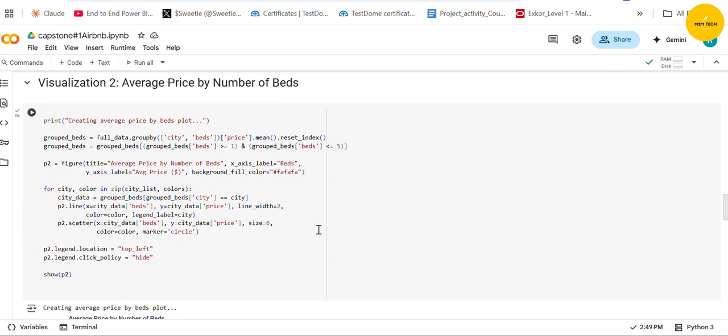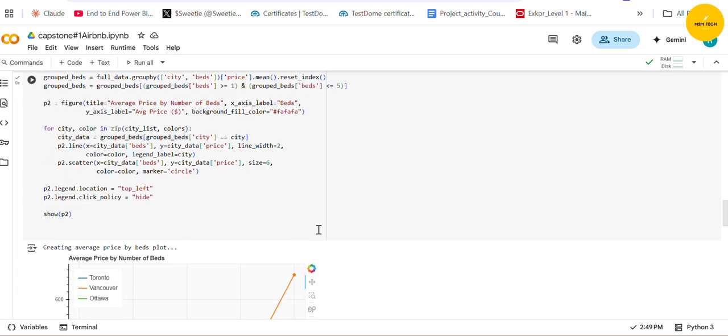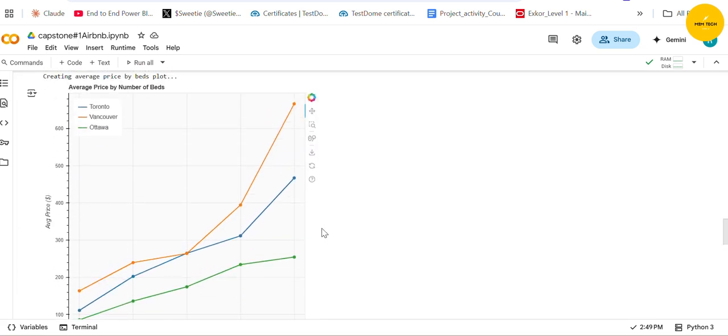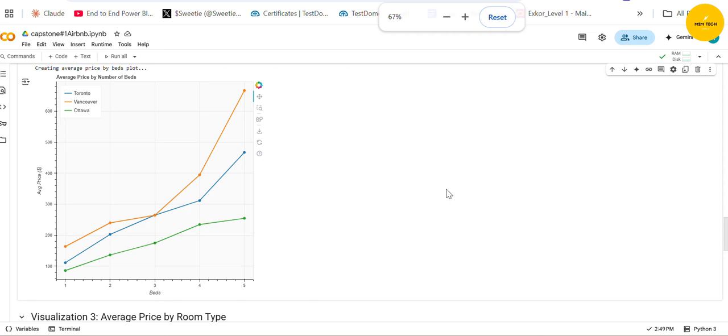For my next analysis, I delved in deeper. I wanted to see how prices change with the number of beds. So here I made a line chart to show how the average price for listings with 1 to 5 beds in each city varies. As expected, more beds usually mean higher prices, but look at Vancouver. You can see that it shows a sharper rise, especially after 2 bedrooms. So this is a point to be taken. That could reflect the high cost of larger homes in the Vancouver area.